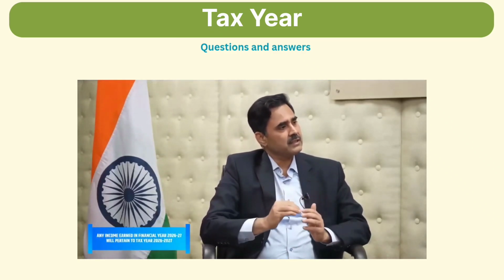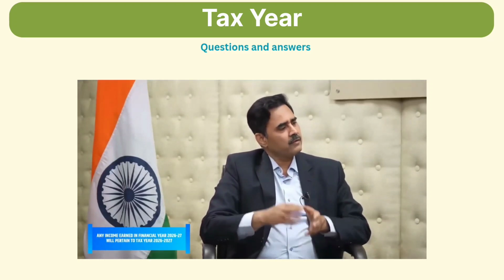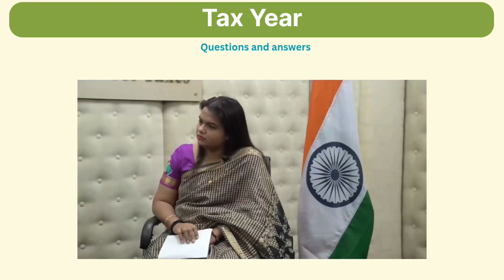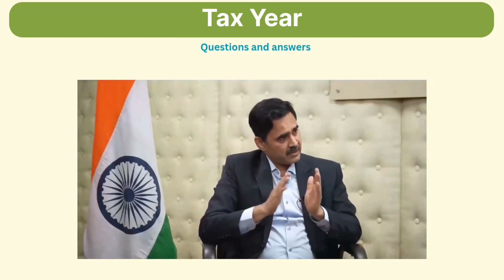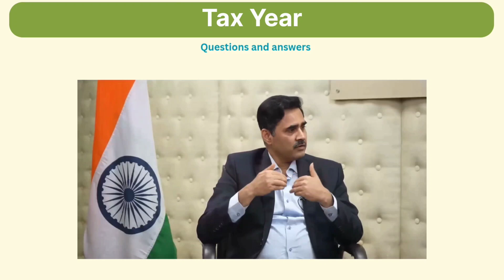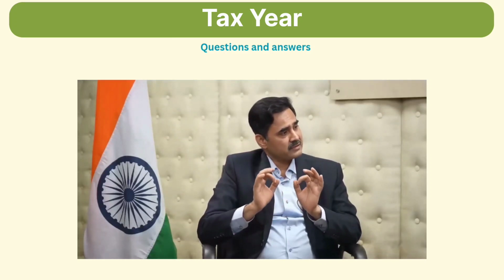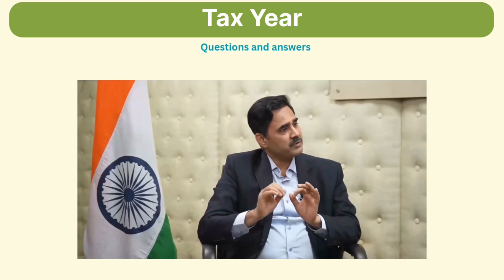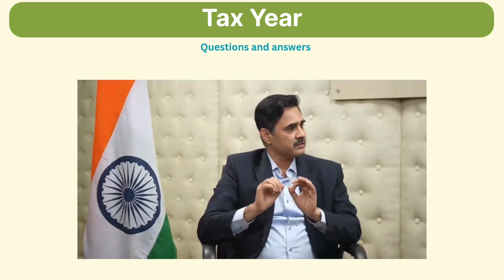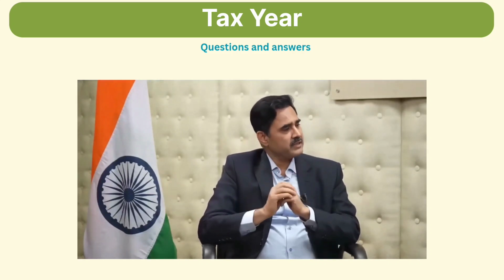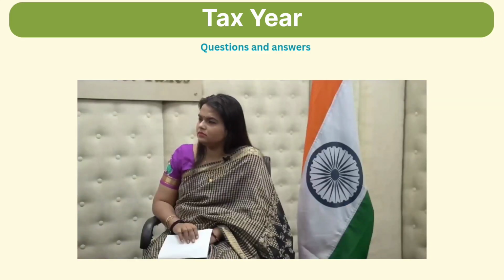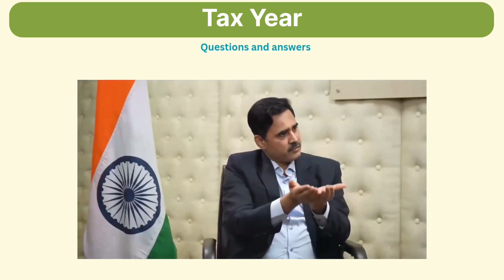Any income which is earned in the financial year 26-27 will pertain to that tax year, and it will be taxed accordingly for the rate or rates which are given by Finance Bill 26. Finance Bill 2026 will give the rates for the tax year, which is 26-27. On the other hand, the assessment year 26-27 will pertain to the previous year 25-26. The income which is earned in the financial year 25-26 will pertain to assessment year 2026-27. So there is a complete difference.